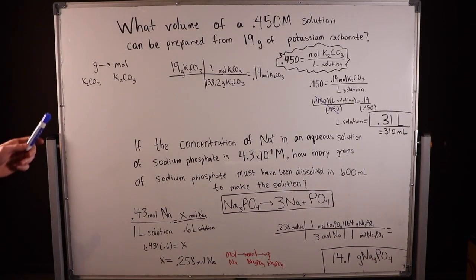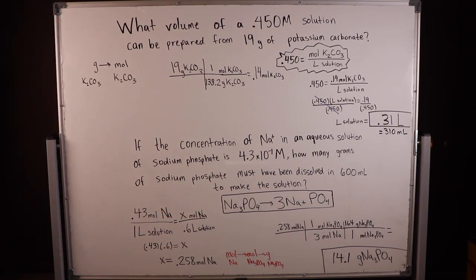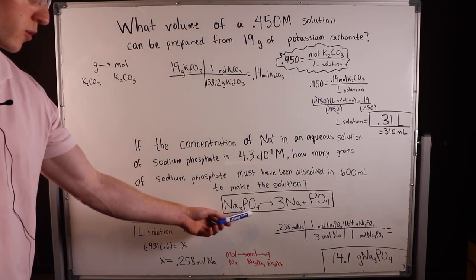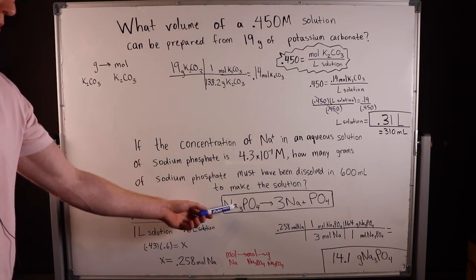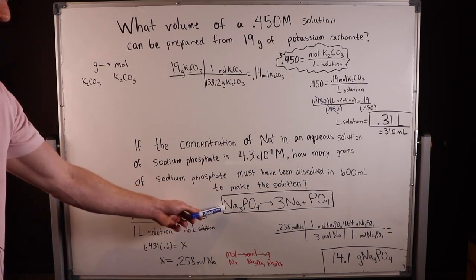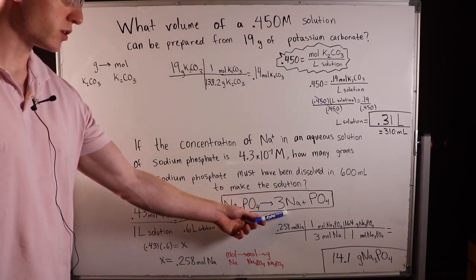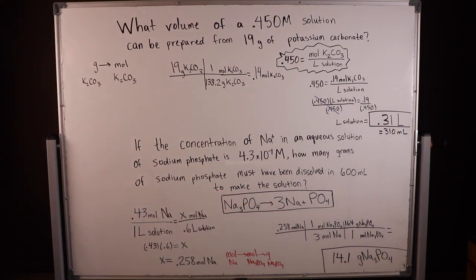Okay, the second problem says if the concentration of sodium in an aqueous solution of sodium phosphate is 4.3 times 10 to the negative 1 molar, how many grams of sodium phosphate must have been dissolved in 600 milliliters to make the solution? So the first thing I did here was I wrote out my chemical equation. And you should know that sodium phosphate is Na3PO4 because sodium has a +1 charge while phosphate has a -3 charge. So we need 3 sodiums to bond with 1 phosphate to make it an overall neutral compound. So this is going to dissociate into 3 sodium ions and 1 phosphate ion.